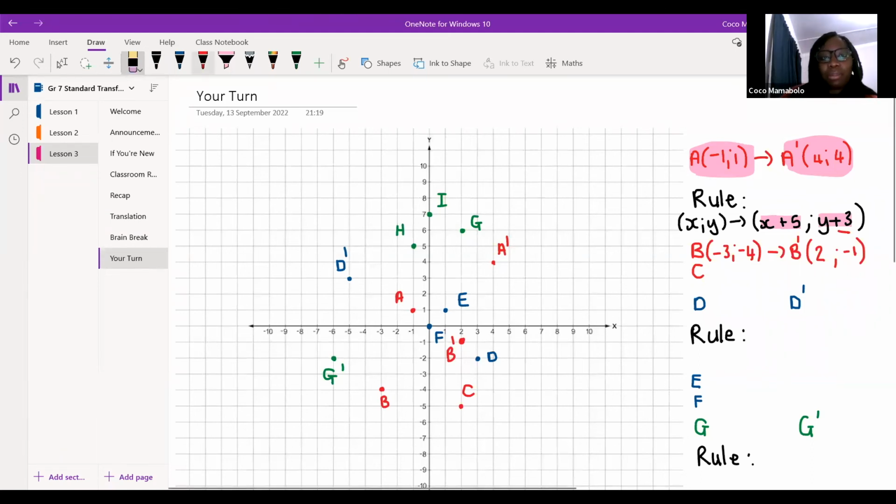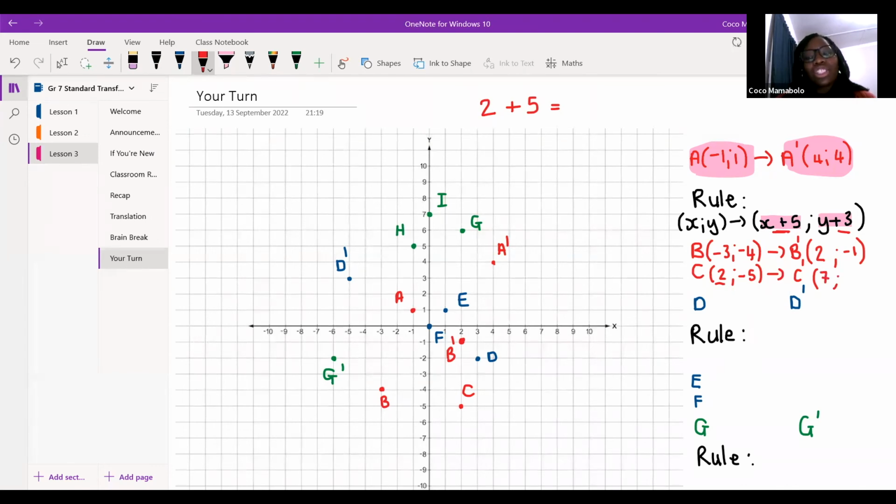Guys, give me the coordinates for C, please. Thank you, Sanaliso. Thank you, Danae. Good. It's 2 and negative 5. So now this is my x coordinate. What I need to do to my x coordinate is plus 5. So I need to take 2 and plus 5. What is my new x coordinate? What is my coordinate for C prime going to be? 2 plus 5. How much is that going to give me, guys? Excellent, Sana. It will give me 7.